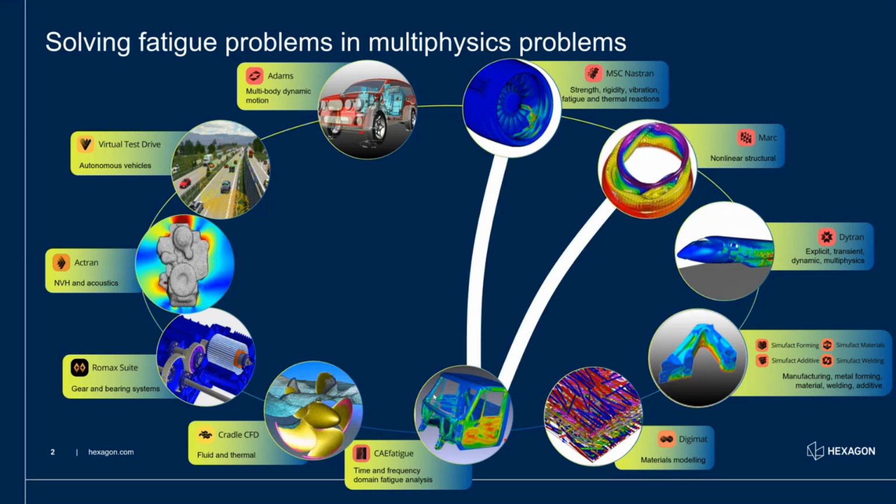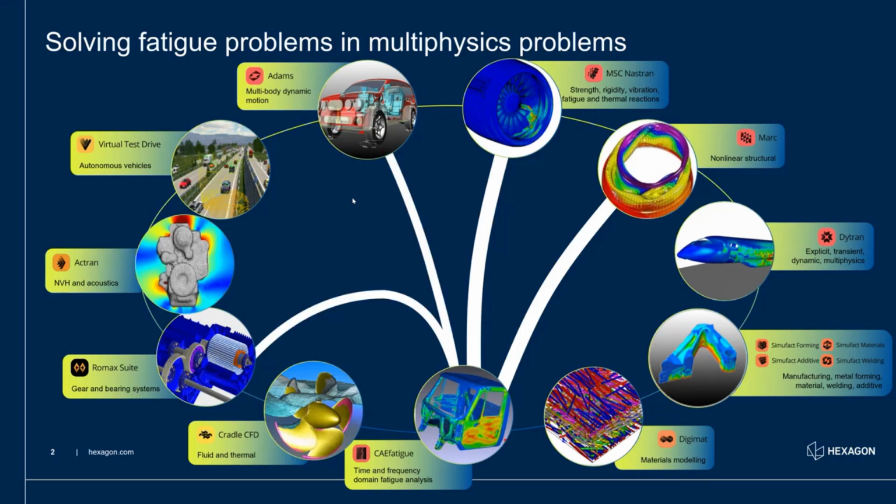Evidently, the beautiful thing about this portfolio is that we can maintain very high level interaction and digital thread between the tools. Obviously, when it comes to fatigue, you need to have stresses. So primarily, we could say Marc and Nastran within the Hexagon D&E portfolio, but we also accept external solutions from third parties like Abaqus, Ansys, Hypermesh, NX Nastran, and so on. So it is a fatigue capability that is solver agnostic.